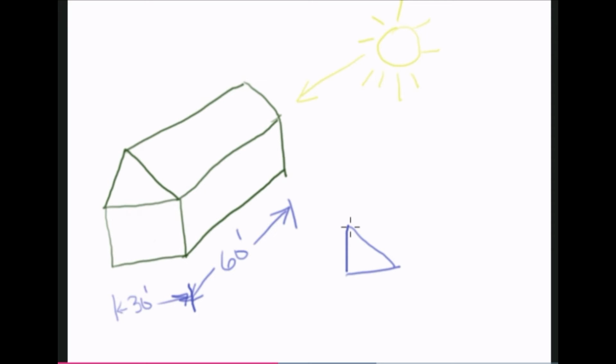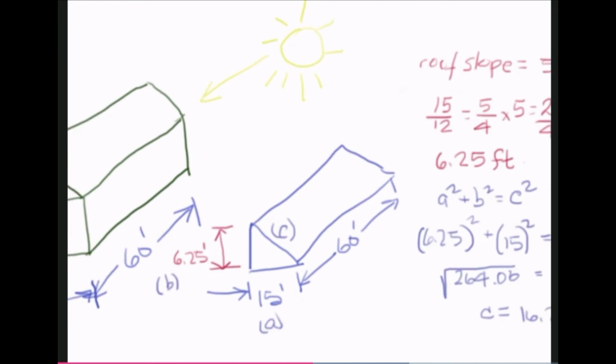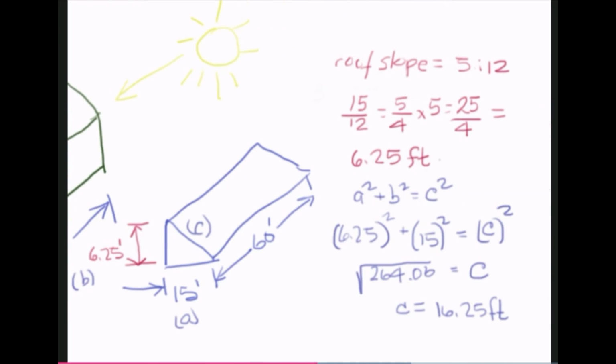So we'll sketch out a triangle representing the roof, and then we'll try to figure out the sloped area on the south side of this house. The first thing we do is divide the width by 2 and calculate out, using a 5/12 roof slope, that the height is 6.25 feet.